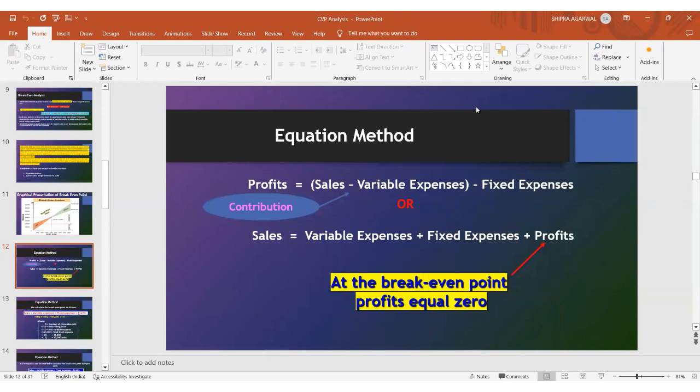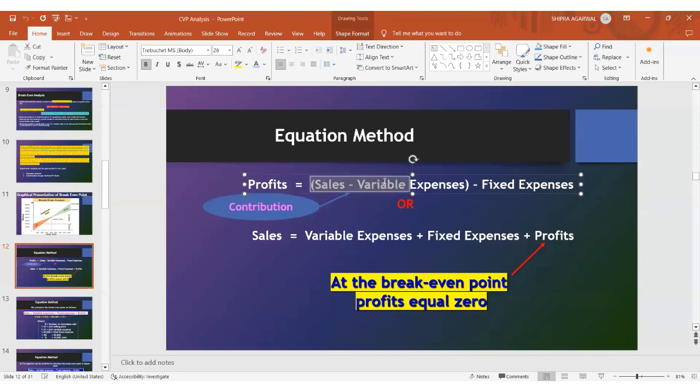Now, let's study this same break-even point with the help of the equation method. You know that profit is equal to sales minus cost. But if I bifurcate that cost into variable and fixed, because my cost is inclusive of variable cost as well as fixed cost, I can write it as sales minus variable cost minus fixed cost. Now if I take these two items, sales minus variable expenses, this is nothing but what is known as contribution. Whenever I am taking a decision, or talking about break-even, contribution plays a major role. How it plays, I'll let you know.